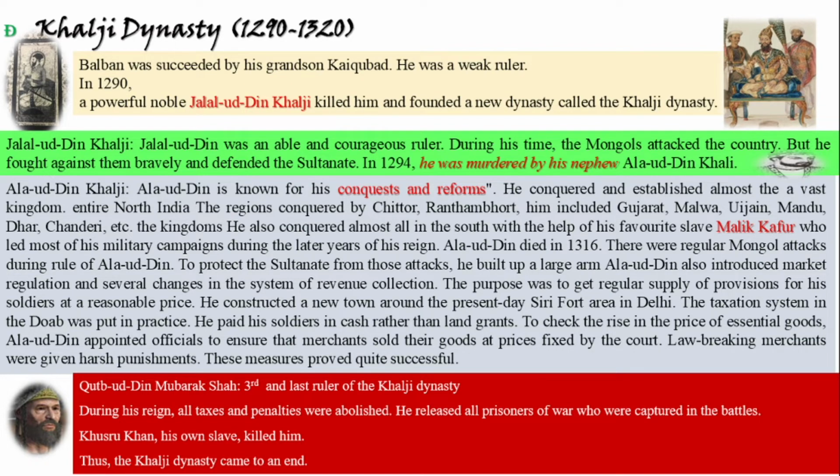These were the three rulers under the Khalji dynasty: Jalaluddin Khalji, Alauddin Khalji, and Qutbuddin Mubarak Shah, the third and last ruler of the Khalji dynasty, who was killed by Khusrau Khan, his own slave. So this is regarding the Khalji dynasty.